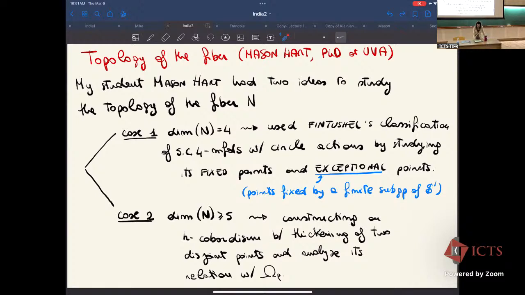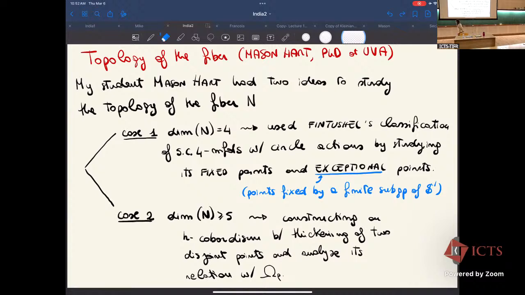And the exceptional points, what are those? Those are points fixed by a cyclic subgroup of S1. These sets come with some nice associated invariants: the fixed surfaces come with an Euler class, and the isolated fixed points and exceptional surfaces come with some Seifert fiber invariant associated. That's the way Fintushel described it. And what he proved is that if you understand this locus and its invariants, that determines the four-manifold. So what Mason is doing is that he looks at all the 6 cases where the dimension of the fiber is 4. Some are the cases that we described, and there are 3 more.